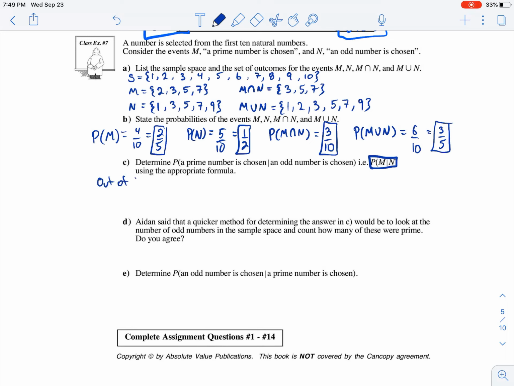So what that's telling us is that out of the odd numbers, how many are prime? Well, when we think about it like this, the probability of M occurring, given that N has already occurred, is equal to 3 over 5, right? There are 5 odd numbers, and out of these 5 odd numbers, 3 of them are prime.